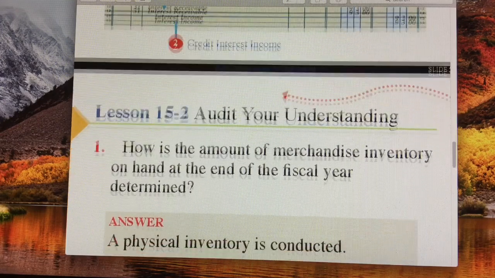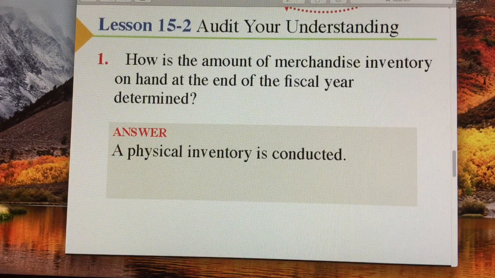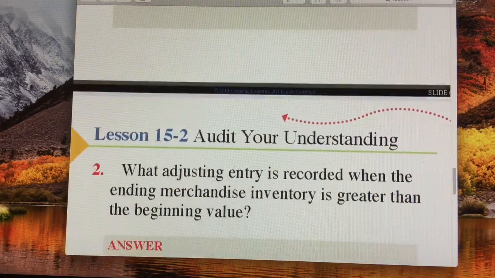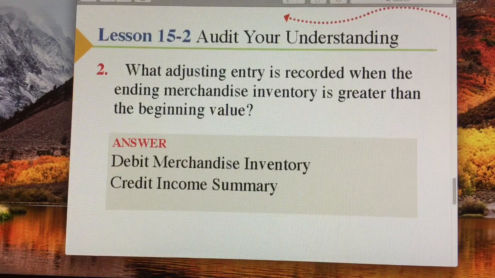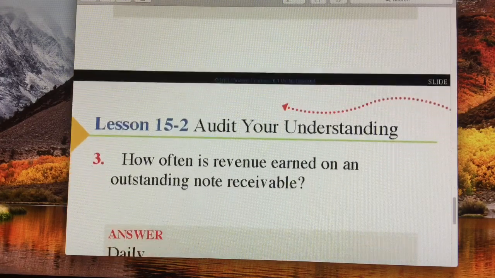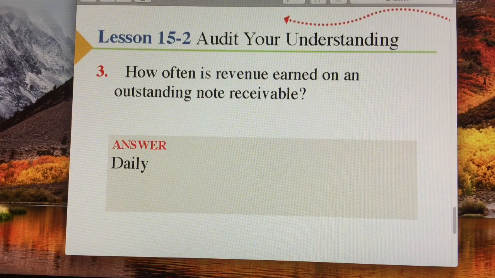So how is the amount of merchandise inventory on hand at the fiscal year end determined? The best way, and the only real way you can do it, is by physically conducting an inventory count. What adjusting entry is recorded when the ending merchandise inventory is greater than the beginning? You would do a debit to merchandise inventory and a credit to income summary. How often is revenue earned on an outstanding note receivable? Interest is earned daily.